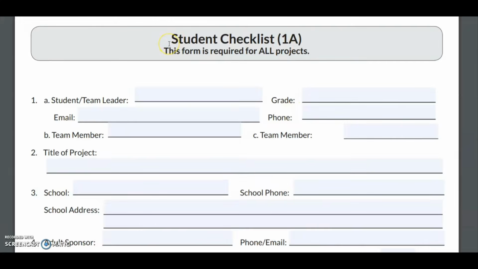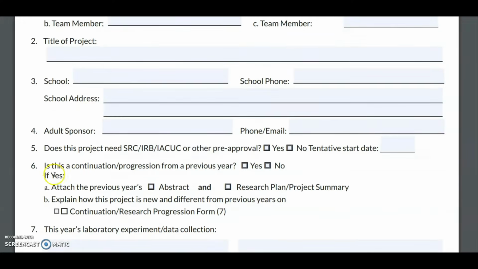Now, let us proceed with Form 1A, which is the student checklist. This form is required for all projects, and it should be accomplished by the student researcher. All information about the researcher is being asked in this form, such as the email, the student's name or the team leader, the grade, phone, team member, the title of the project, school phone, school address, and of course, it is written also here the adult sponsor, the phone, and the email of the adult sponsor.